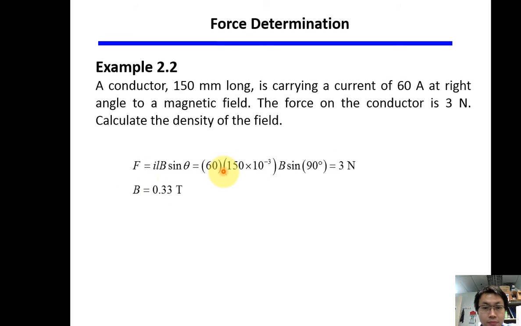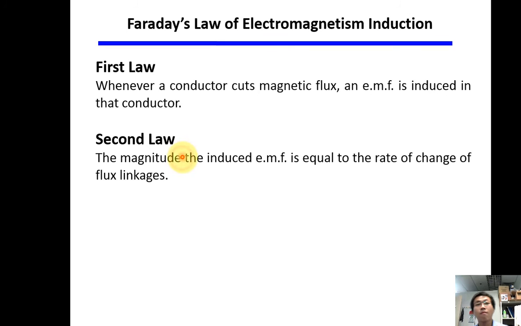I have an I of 60 m. I have a length of 150 mm. But I don't have B. And I have a right angle of sin 93. So I use a calculation. I put in the equation. Then I get my B equals 0.33 Tesla.